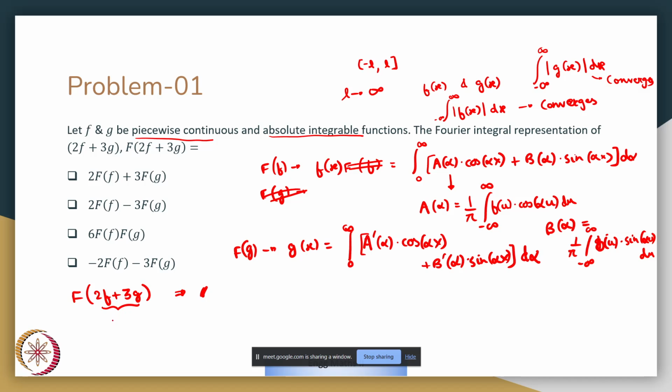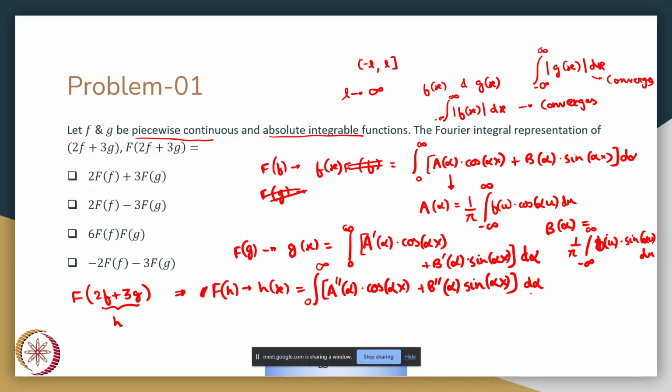suppose I write 2f plus 3g as another function h. So I want to write the transform of h, that is nothing but h of x is equal to the integral of a double dash of alpha cos of alpha x plus b double dash of alpha sine of alpha x, whole times d alpha. Now the integration limits, since alpha is any variable, are essentially the same, given over the entire limit.